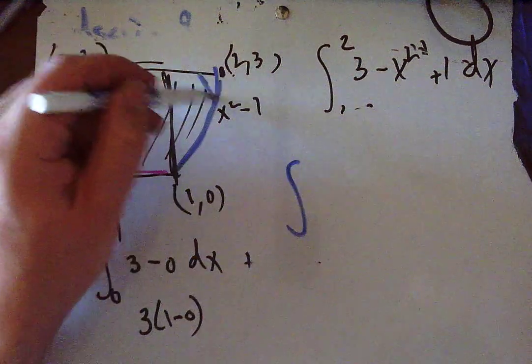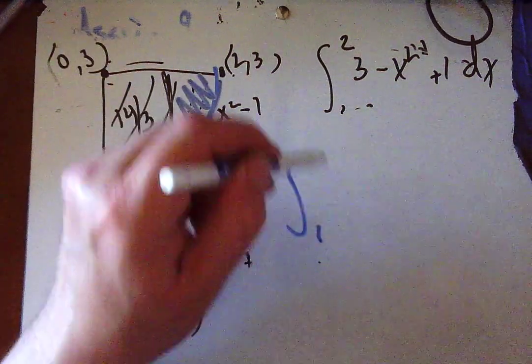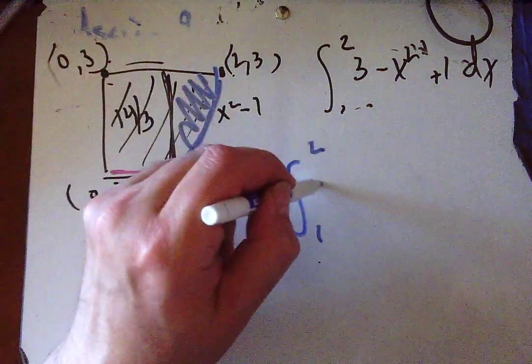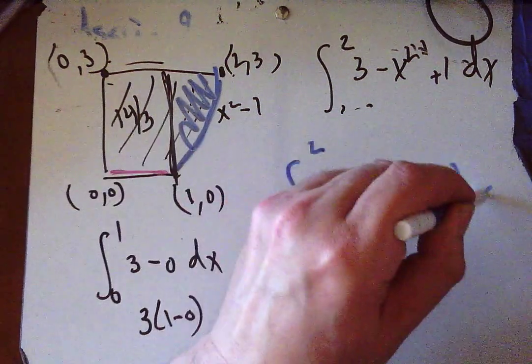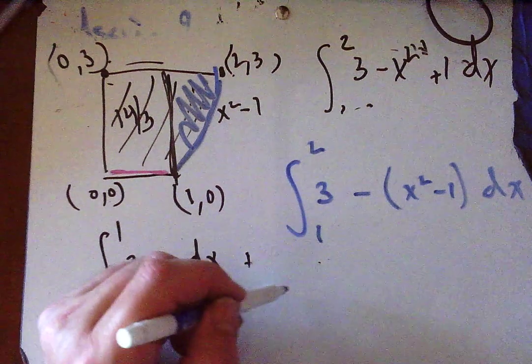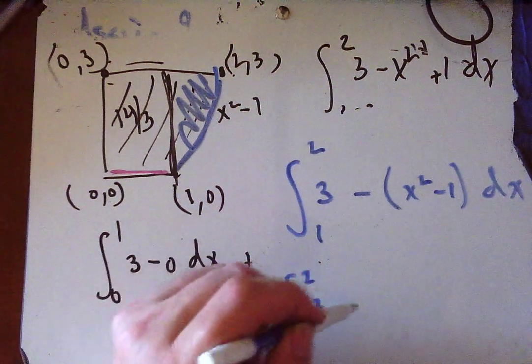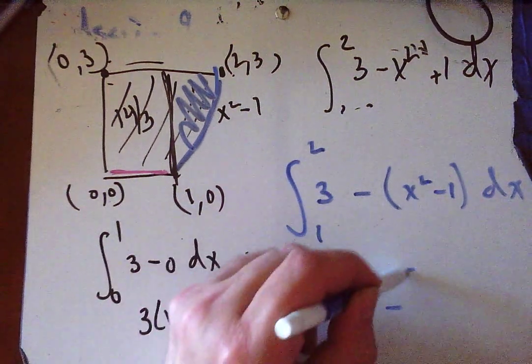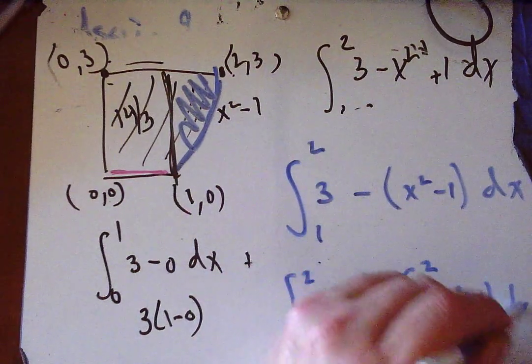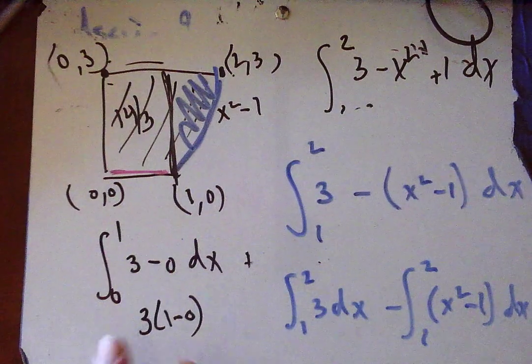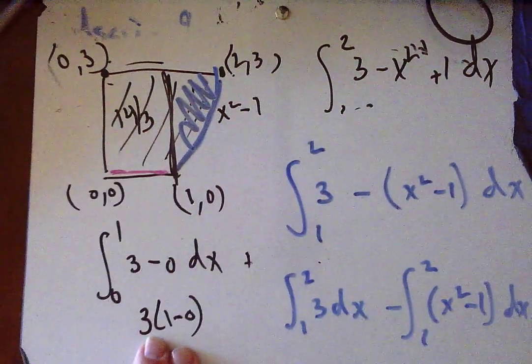You could, of course, choose to split this integral up. Remember, we said that this part would be the integral from 1 to 2 of top minus bottom. And you could split that up into the integral from 1 to 2 of 3 dx minus the integral from 1 to 2 of x squared minus 1 dx. And don't forget that part there as well.